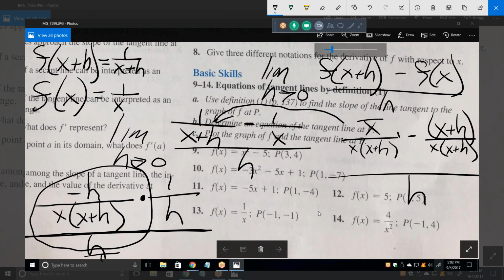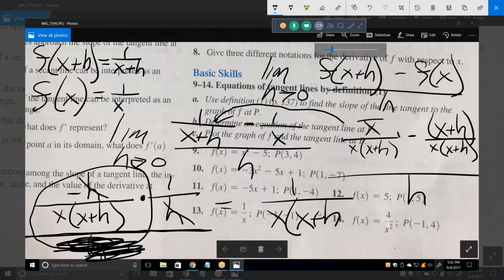You get it? In other words, we weren't really dividing by a fraction. We had to turn that denominator into a fraction. And now notice what happens. Very good things. The h goes away, and we're left with negative 1 over x times x plus h. The negative sign didn't go away, just the h's.